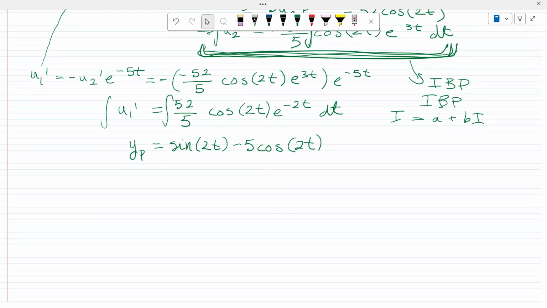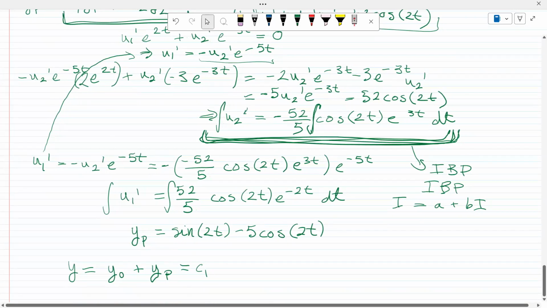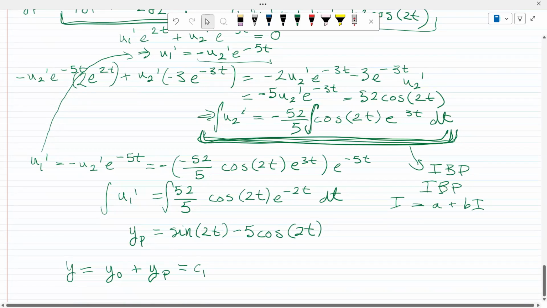But for our final answer, we just bring everything together. We get y is equal to y naught plus yp. And then this is equal to C1 e to the 2t plus C2 e to the negative 3t plus sine 2t minus 5 cos 2t. And this is your final answer.